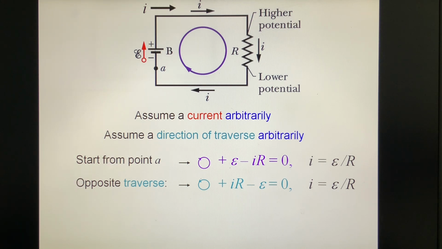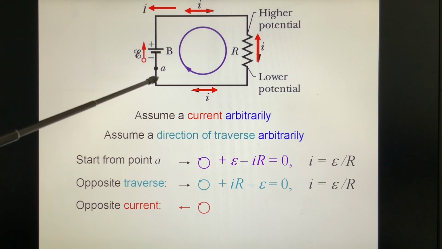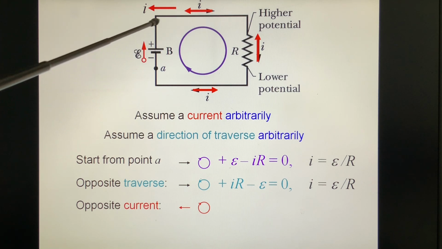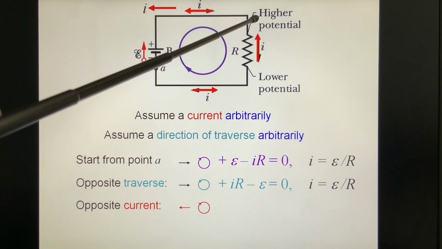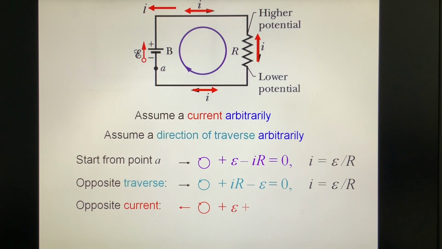Now we do it a different way. We assume the opposite current, going in the opposite direction. We start from here; we can choose anyway. Now we choose clockwise, from A. So we go through epsilon against its direction, minus epsilon, plus IR, and we get zero. And you get I equal to minus epsilon over R.